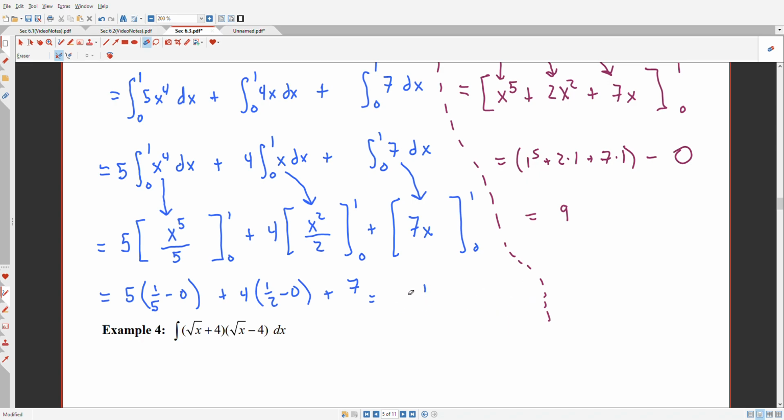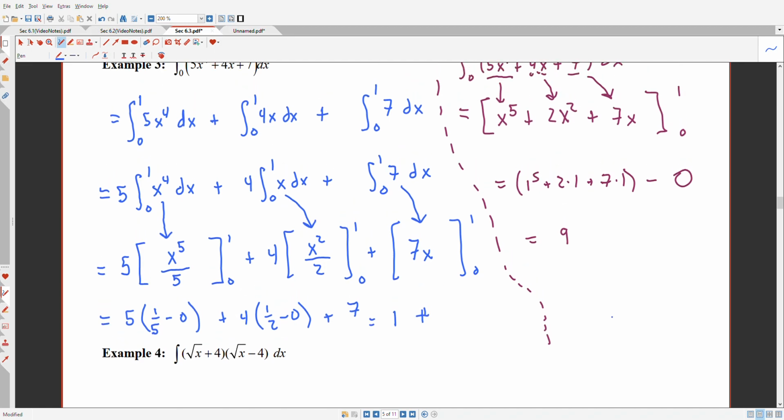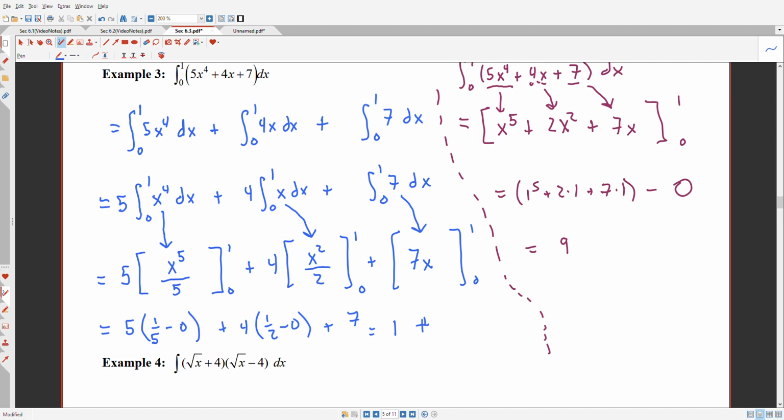So now when we do this blue way, I would have gotten 5 times 1/5 is 1, plus 4 times a half is 2, and then plus 7, and I'll actually get 10. And that's what I should have gotten this purple way. It's fun to make mistakes, isn't it? I can't add. Alright, so for this purple way, I would have gotten 1 plus 2 plus 7, so that would have been 10.